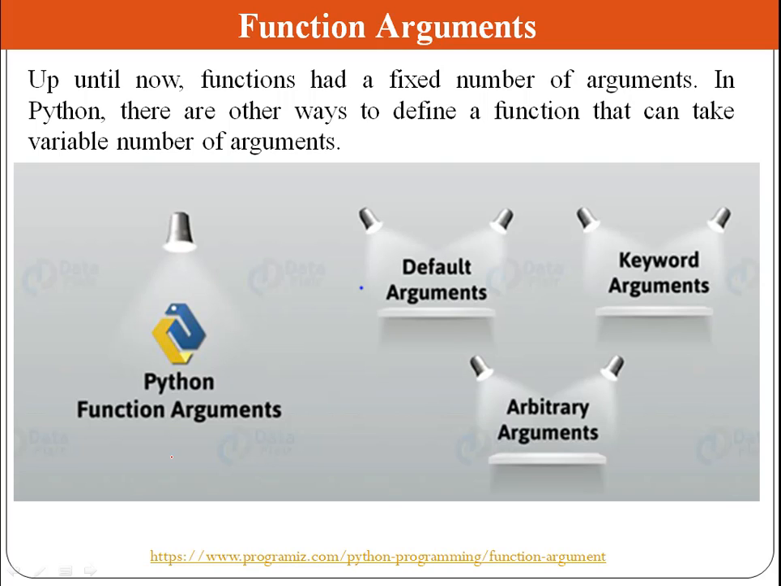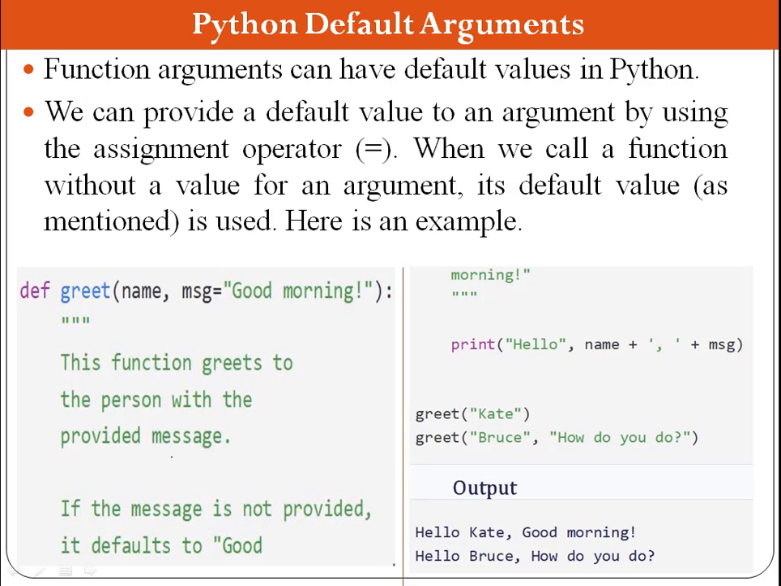Function arguments can have default values in Python. So we are talking about default arguments. Function arguments can have default values in Python. We can provide a default value to an argument by using the assignment operator. So you can see over here that you want to always display good morning.